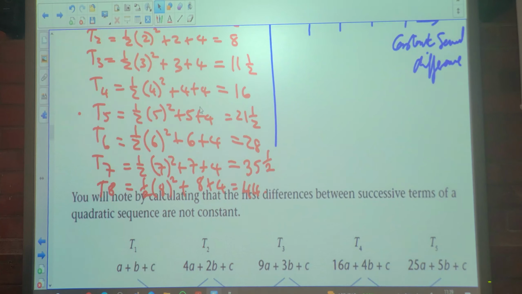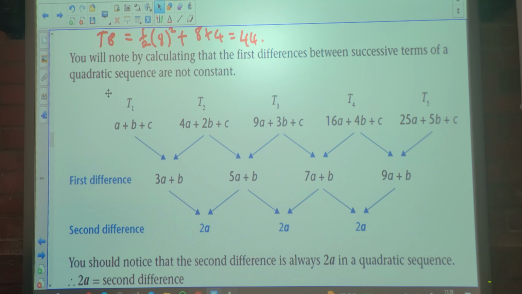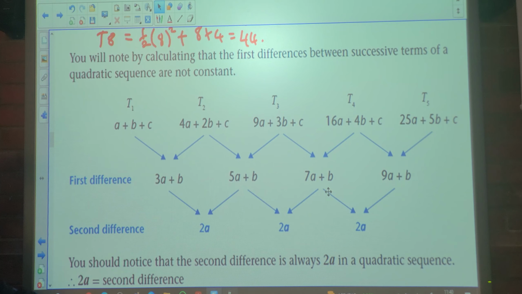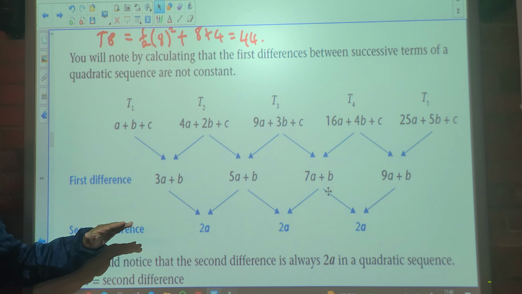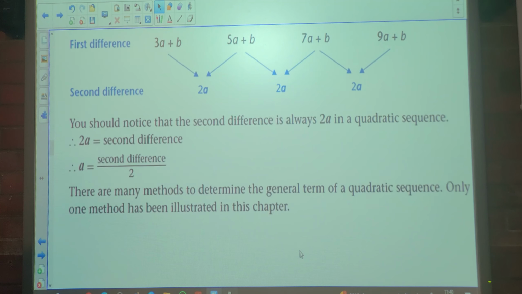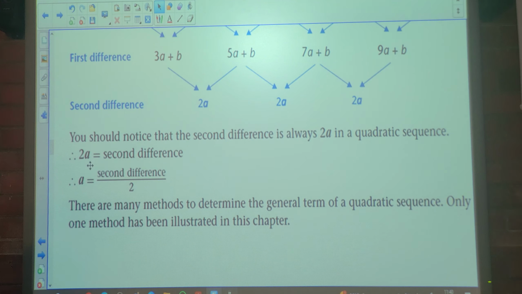Something to note at this point: by calculating the first difference between successive terms of a quadratic sequence, you will note the first difference is not constant. However, you should notice that the second difference is always 2a, which makes the second difference constant. So if we're looking at 2a, which is the second difference, the a value of the formula is actually your second difference over 2.